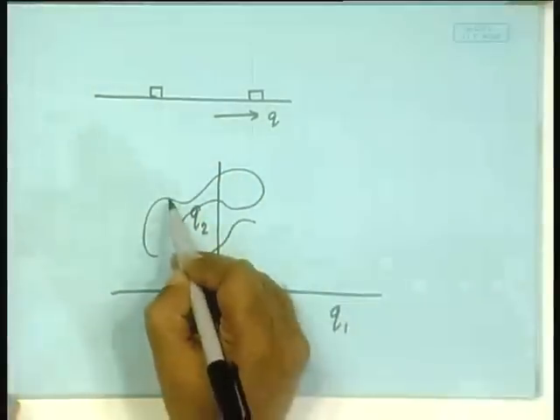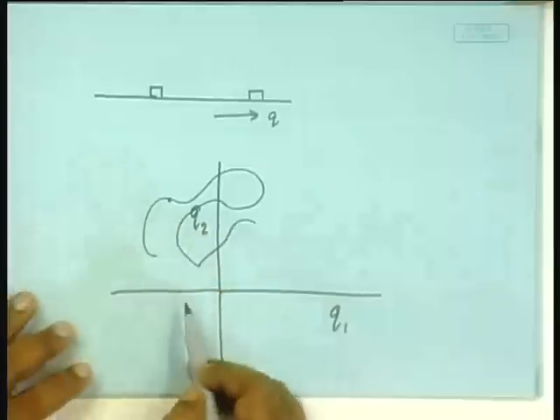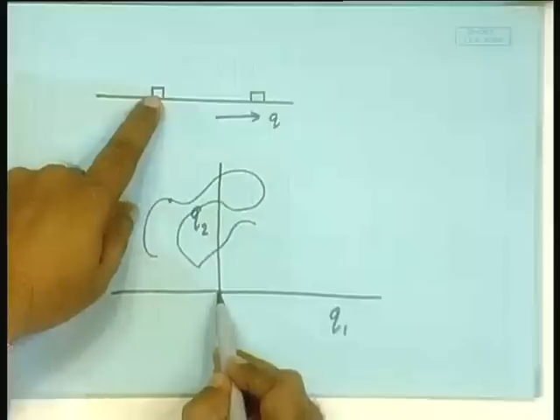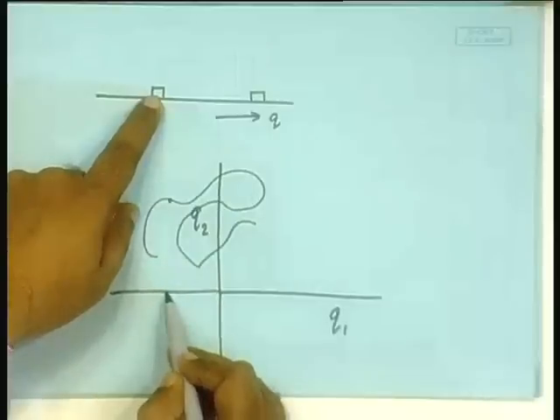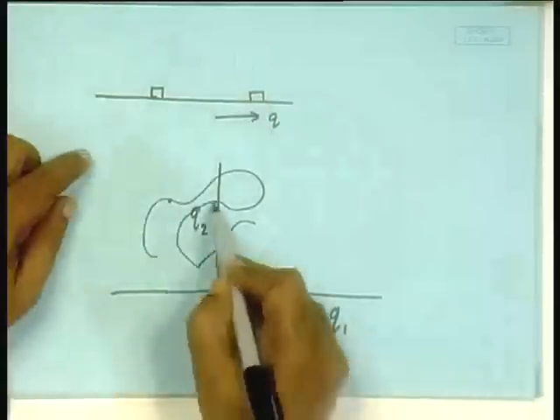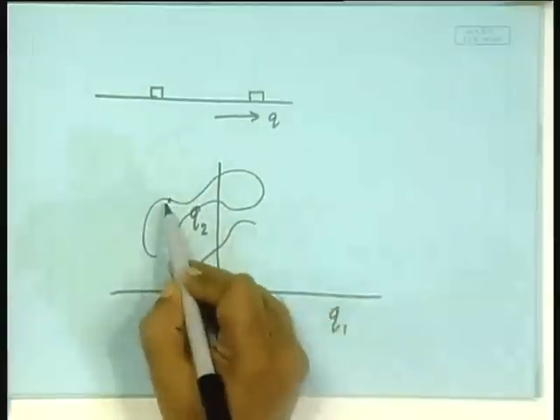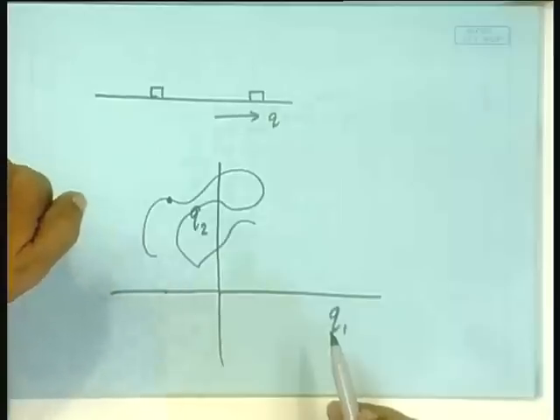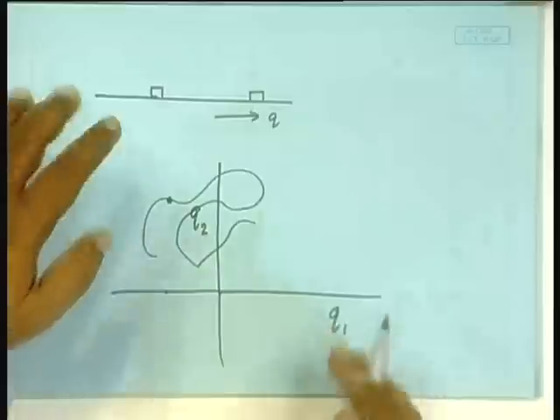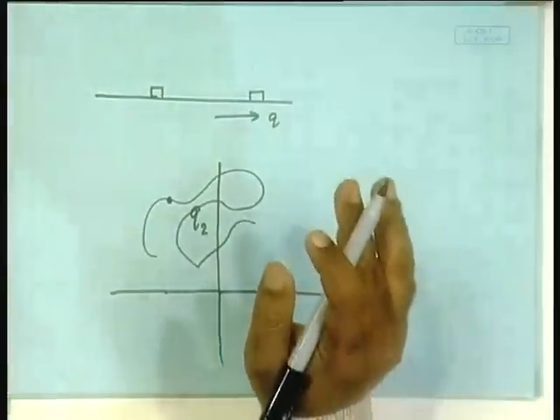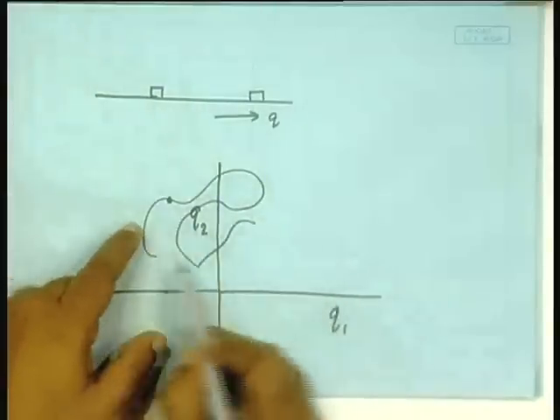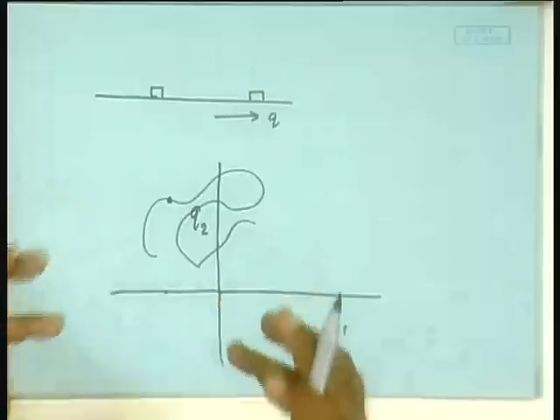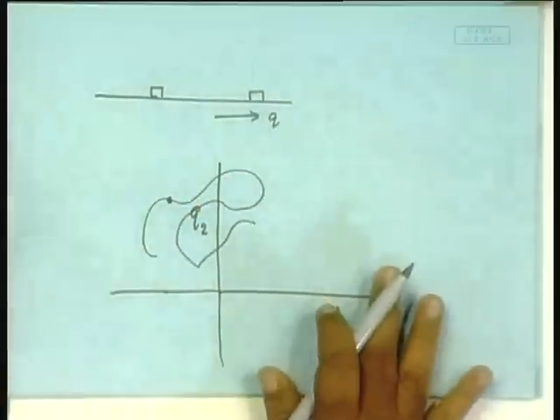which would then mean, supposing it is here, that the position of this fellow q1 is here minus something and position of that fellow q2 is plus something. So, this is a configuration point. Is it clear that here we are not talking about individual positions, but their collective position, the position coordinate of the whole thing represented graphically in the configuration space.